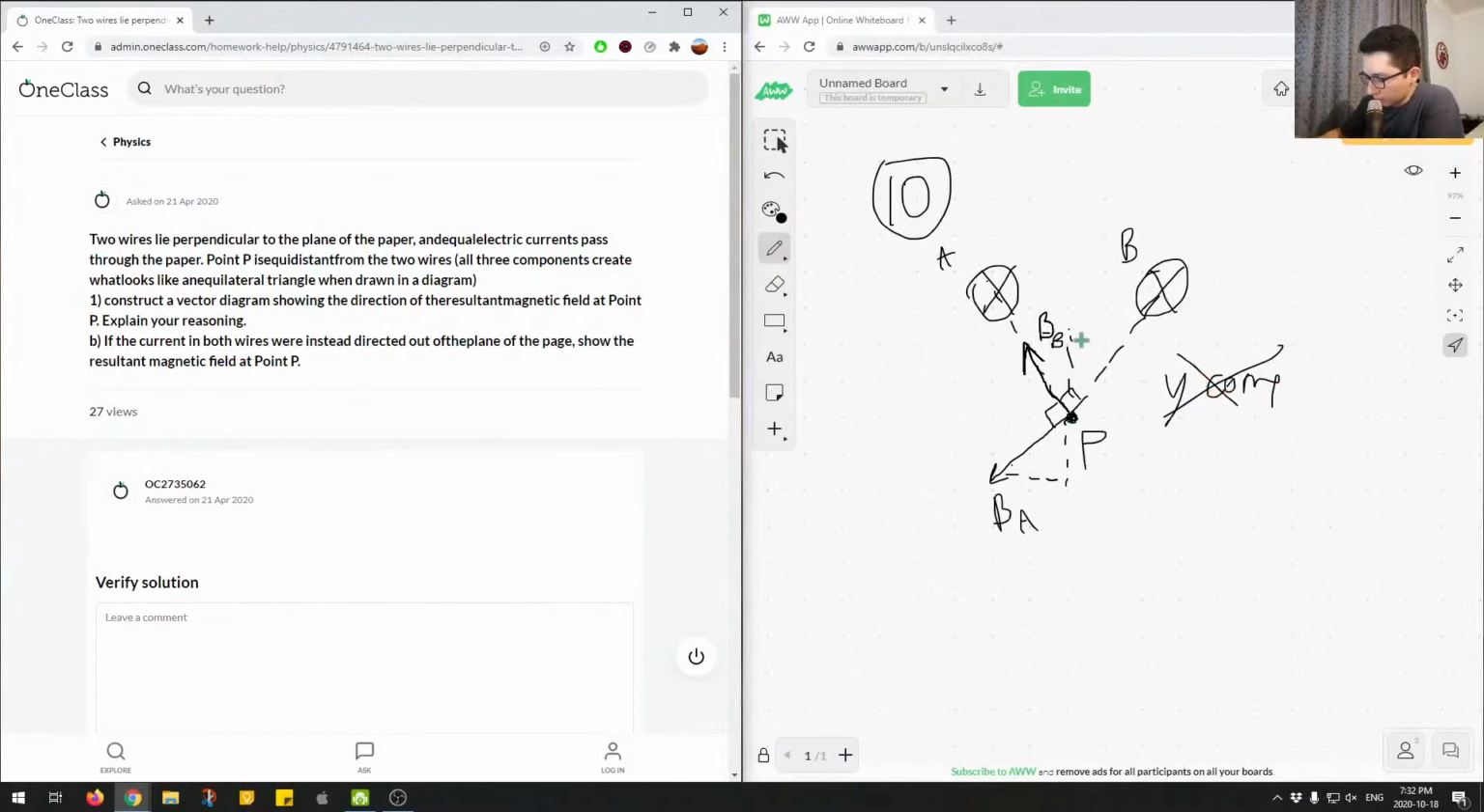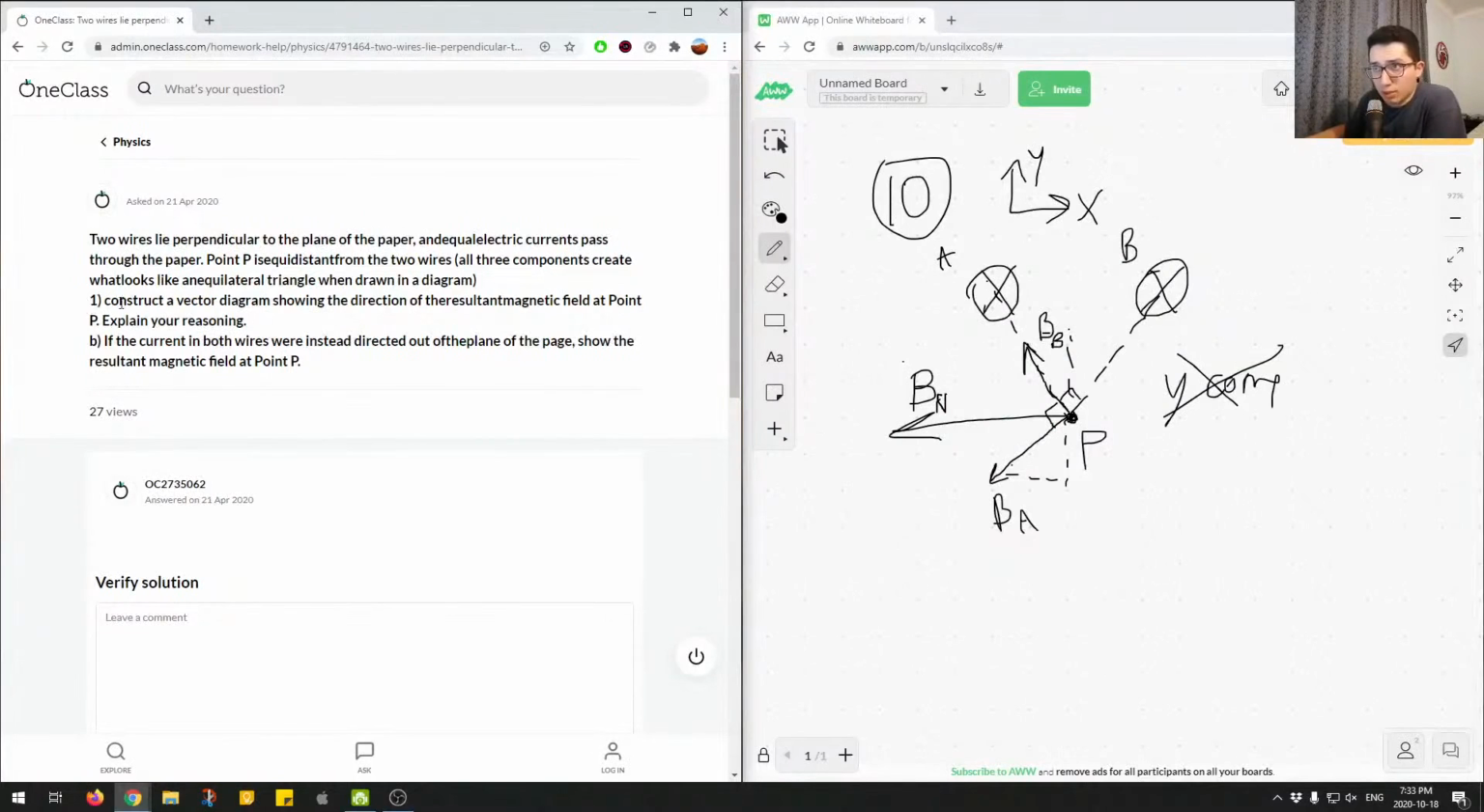Let me just draw a coordinate system, so we'll say something like this, x, y. Upward is positive, and downward is negative. These cancel out, and then we have negative x plus negative x. So we know the result will be something like this, and that will be the result. We'll call this net, B net, and that will be the direction that the magnetic field points in.